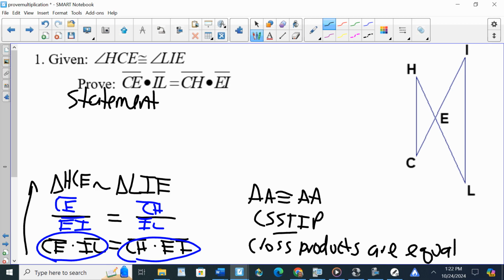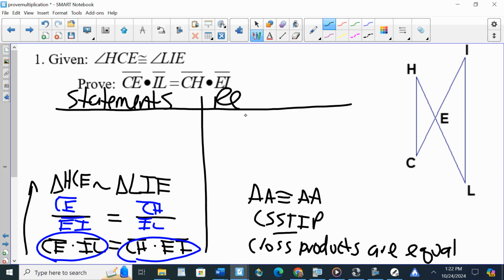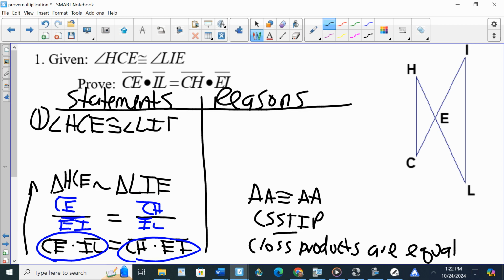I need to prove two pairs of angles congruent. So now I'm going to go to the top. I'm going to do my process of proofs to get two pairs of angles congruent. The given: angle HCE is congruent to angle LIE. The reason given, that's a gift. That's one pair of angles congruent. I need two. I'm out of givens.